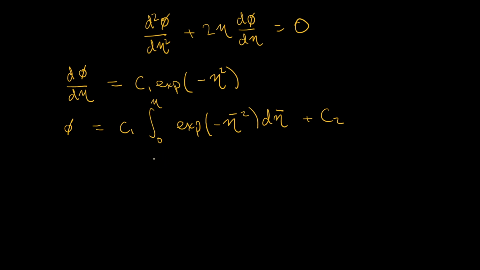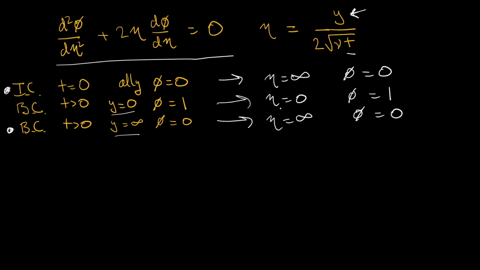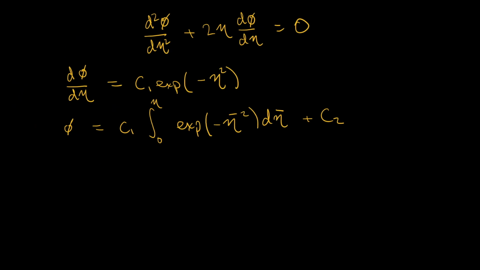We took the integral. We don't know what this integral is just yet, and in fact we can't actually evaluate this analytically, but we do have ways of figuring out what these values are. So again, we can think back to our boundary conditions. If I jump back to the previous slide, one of our boundary conditions is that when eta is equal to 0, our phi is equal to 1. So let's try to plug that in here.